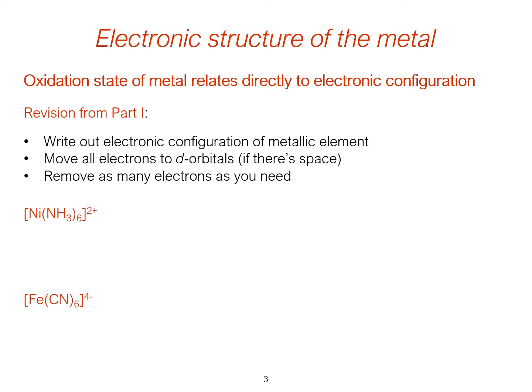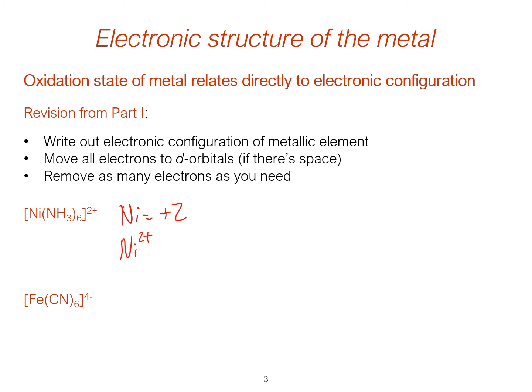Now this is kind of revision from the first video, because we've actually seen how to do electronic configurations already, but I'll take these same two examples and show how to work through them. So the answers from last time, we saw that in the nickel hexaamine 2+ ion that the oxidation state of nickel was +2. And as I was saying, when you've got a monoatomic ion, the oxidation state is the same as the charge. So we know that in this case we're dealing with the nickel 2+ cation.